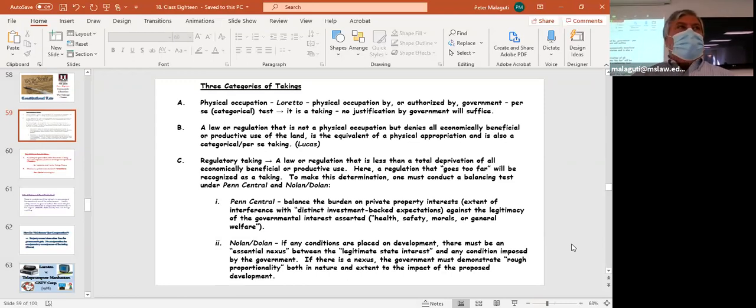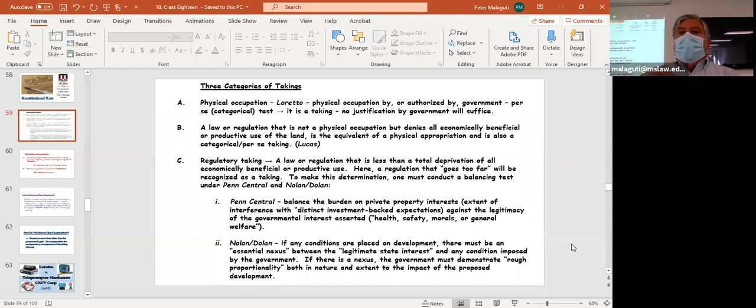This is the best. Law students should love this one. You don't have to do any analysis. If there is a physical intrusion, taking, end of discussion, boom, okay? No balancing test. The second category, and the big case we're going to talk about is the Loretto case. The second category is the Lucas versus South Carolina Coastal Council case.